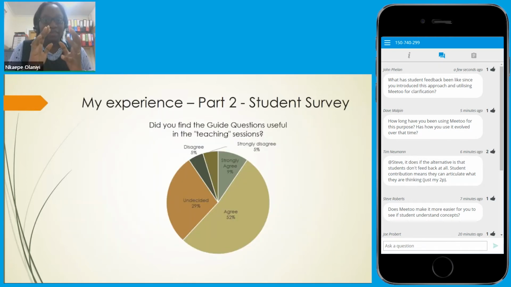For the guide questions, and in particular using Meetoo, I asked how they found that in both the September and January cohorts, and they were quite happy with that. I put the two cohorts together in the decision, so more than half of them agreed that yes, they found the guide questions useful. And one of the students actually came up to me and said it was quite useful to see everybody's comments on the VLE rather than just my notes as to definitions and things like that.